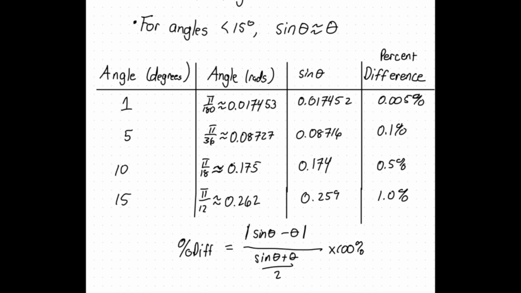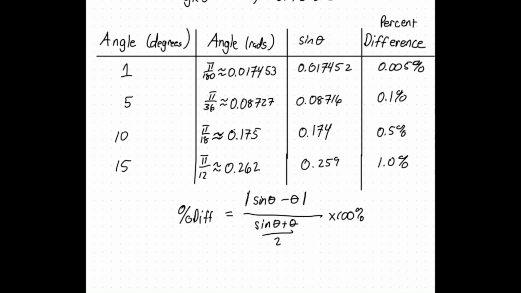For a 5 degree angle, that would be pi over 36 radians, which is basically 5 times pi over 180. And then if I plug that into my calculator, you should get around 0.08727. Sine of theta is 0.08716 for 5 degrees. Percent difference there, 0.1, and you can see the rest.